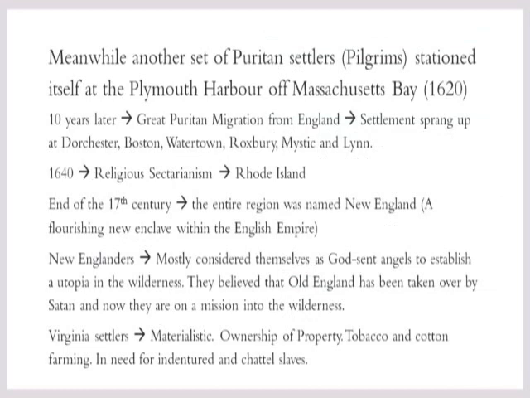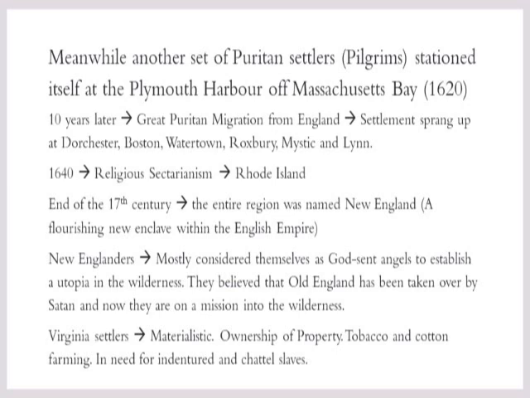Now, while all this was going on in Virginia, another set of Puritan settlers, basically known as Pilgrims, stationed itself at the Plymouth harbor of Massachusetts Bay in 1620. So the first settlement was in Jamestown, Virginia, and the second settlement happened when the pilgrims, those who broke away from the Roman Catholic Church and believed that reforms should continue, migrated to the New World and stationed themselves at Massachusetts Bay.